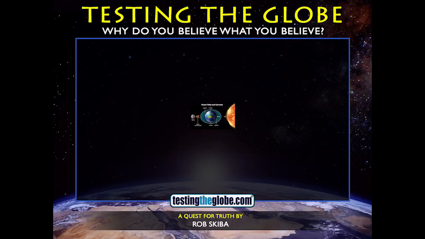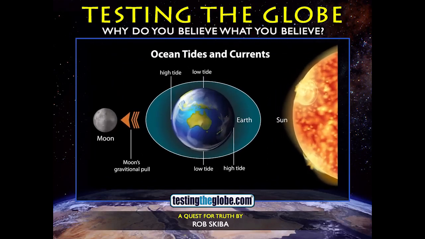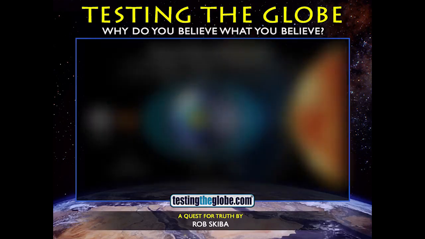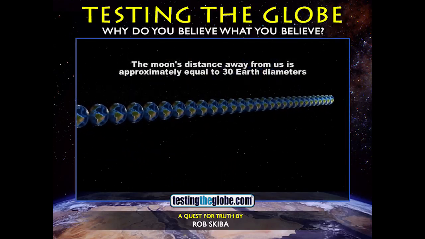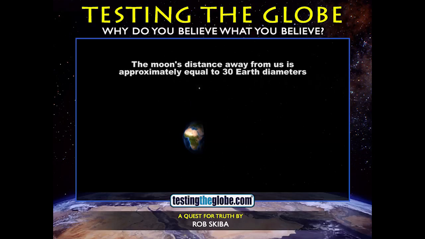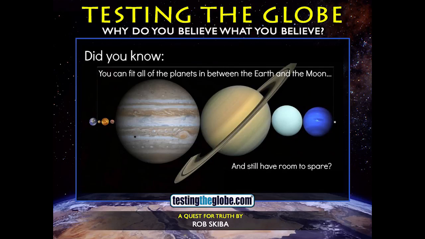And something else that never made any sense to me is we're told that the moon controls the tides. Well, okay, so think this through. You're telling me that there's this object out there that's like 1/4 the size of the Earth or something like that, with 1/6 the gravity, and it's over 250,000 miles away, 30 Earth diameters. You can put 30 Earths between us and the moon. In fact, I've even heard it said that you could take all of the planets in the so-called solar system and fit them between the Earth and the moon. That's how far away the moon is supposed to be away from us.